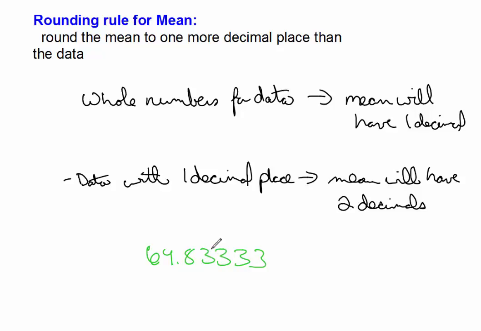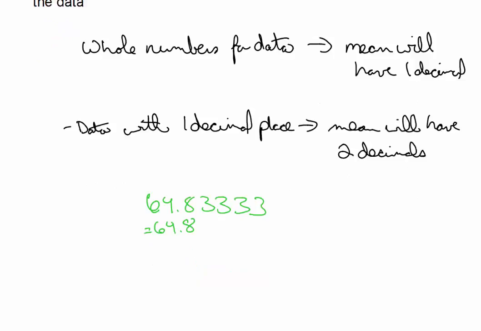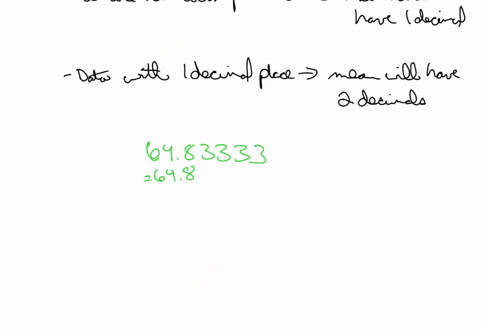If it is less than 5, we leave this number alone. And so our rounding for this case is 64.8. But in another example, we may have 64.863333, okay? And we're still wanting to round to 1 decimal place in this particular case, not all cases, but in this particular case.